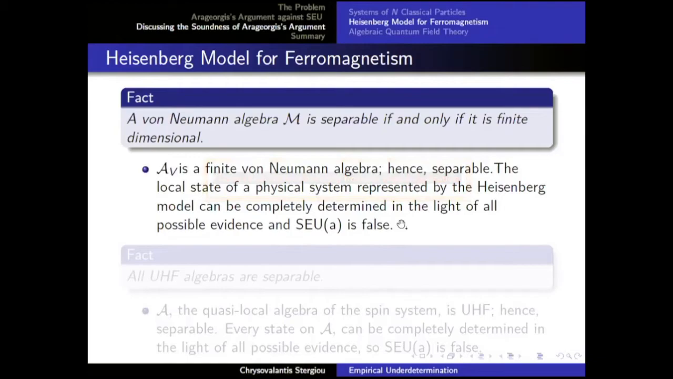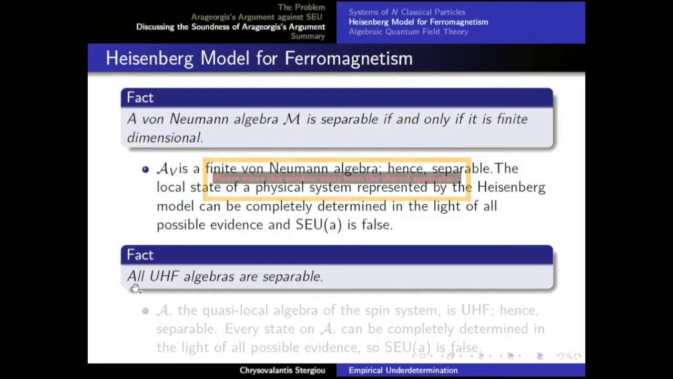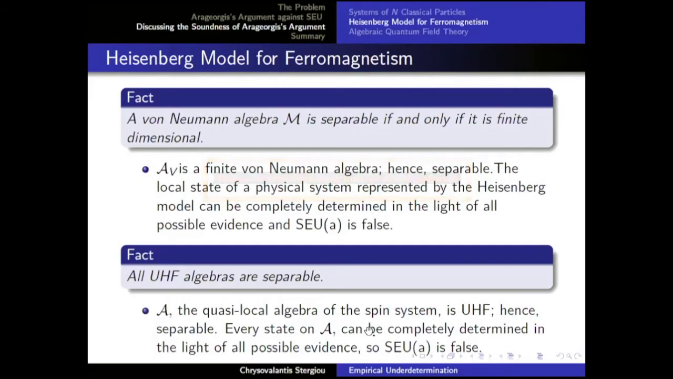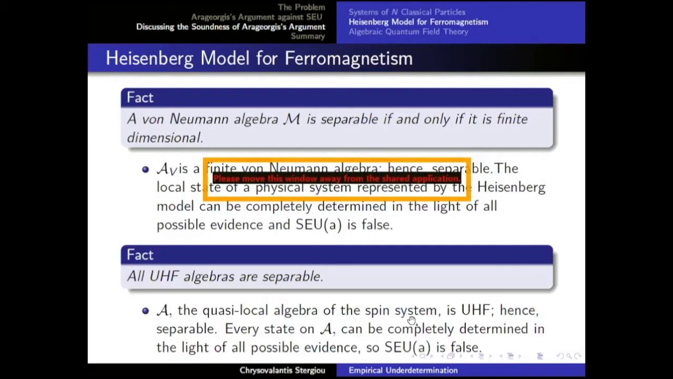Regarding the states in the quasi-local algebra, we have another fact here, that all UHF algebras are separable. So again, we can do the same thing with the quasi-local algebra, and we can completely determine the global state of the physical system, the state that corresponds to the quasi-local algebra, in the light of possible evidence. So again, the strong empirical underdetermination thesis is false.